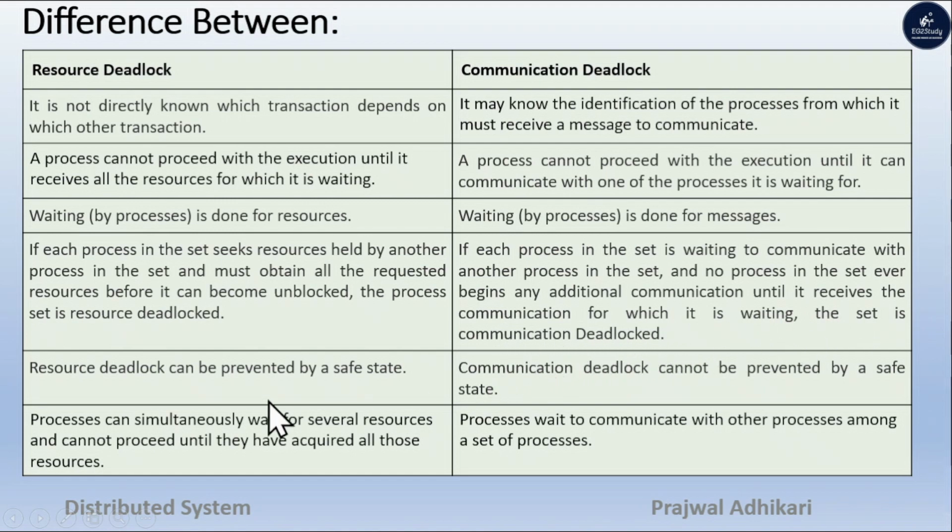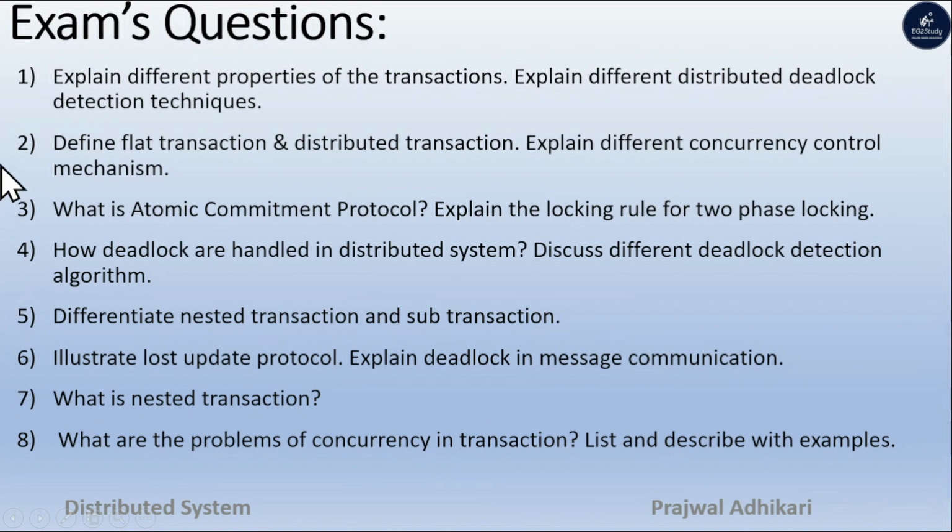Resource deadlock can be prevented by a safe state. Communication deadlock cannot be prevented by a safe state. In resource deadlock, processes can simultaneously wait for several resources and cannot proceed until they have acquired all those resources. In communication deadlock, processes wait to communicate with other processes among a set of processes. Now, we will see the past exam questions.